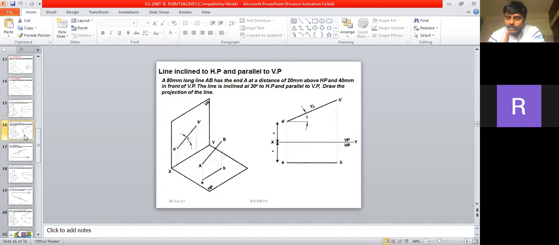Now a line is 80 mm length, has end A, 20 mm above HP, 40 mm in front of VP. A quadrant, first quadrant. Nothing but A dash should be 20 mm above XY line, and A point should be 40 mm in front of the line.